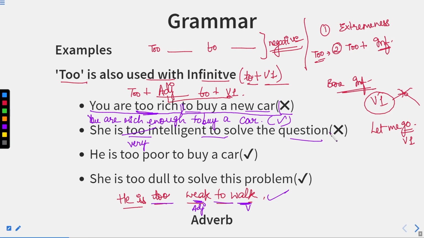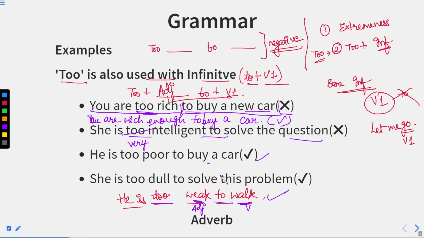But if I write to and to together, that will make the sentence negative. And if I apply that structure in this sentence, that will make the sentence senseless, meaningless. I hope you understood this point. Now, he is too poor to buy a car. Now, this sentence is correct. He is very poor, or he is extremely poor that he cannot buy the car. So, this is correct. Of course, if he is poor, he will not buy the car.